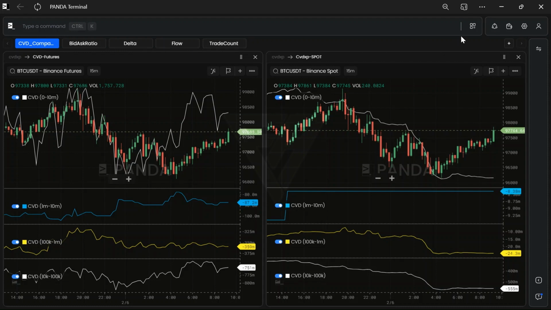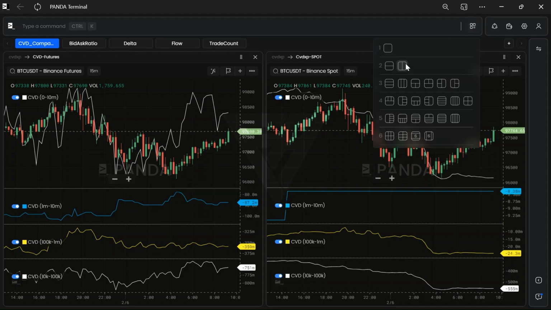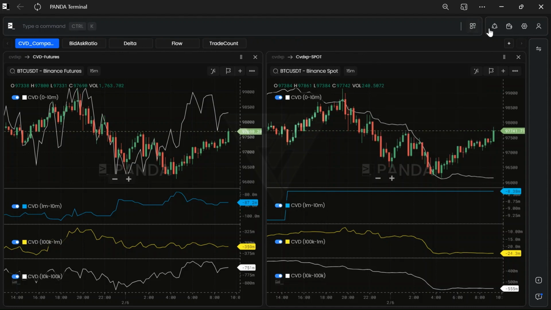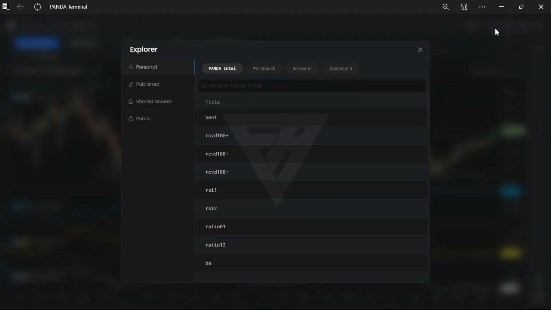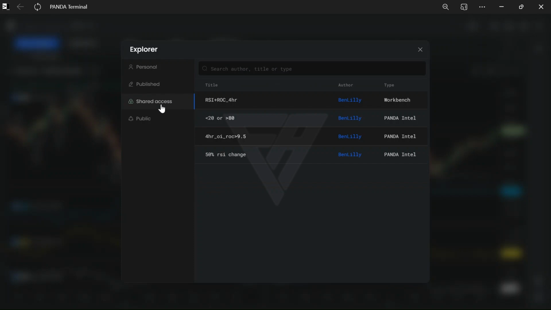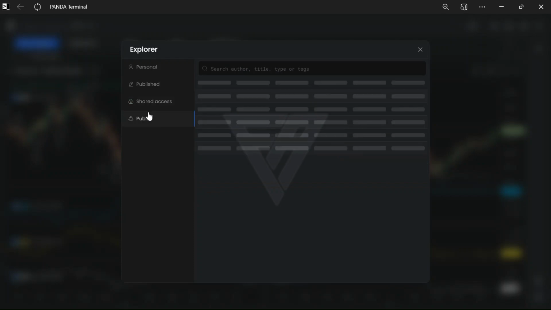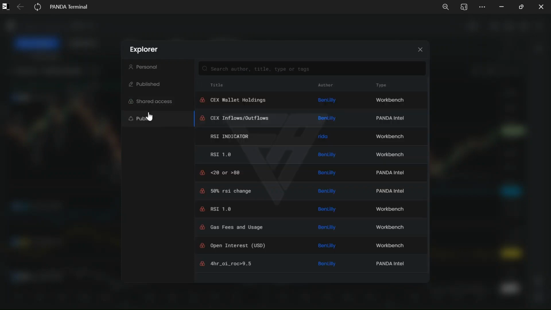Here you can change layouts from single to multi-charts. In the Explorer section, you will find all yours: Intels, dashboards, screeners, and workbenches. You will also find all published, shared and public Intels, dashboards, screeners, and workbenches here. You can search, select and use Intel events and dashboards etc. from here.